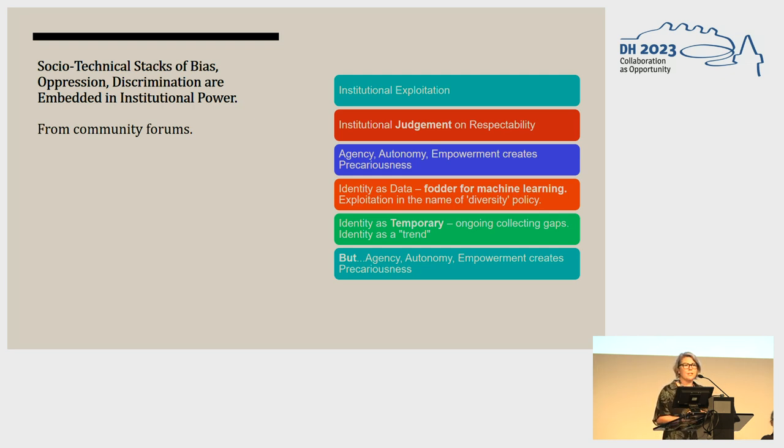There are other issues around agency, autonomy, empowerment that create precariousness. And the last thing I want to say on this slide is about identity as data. All too often there have been diversity policies, but actually these just become fodder for specific things. In relation to particular organizations, they have become fodder, or would be fodder, for machine learning algorithms when tech companies are looking for more diverse data sets.